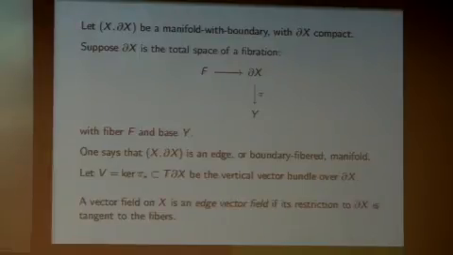And then a vector field is an edge vector field if its restriction to the boundary is tangent to these fibers everywhere. So it can't point out, it can't point in the y direction, it's just tangent to the fibers in the boundary. Okay, so we've already seen the local coordinate description in these other talks, so again, this is familiar.